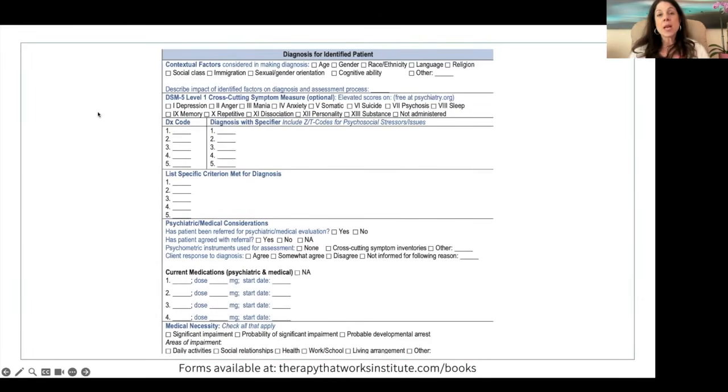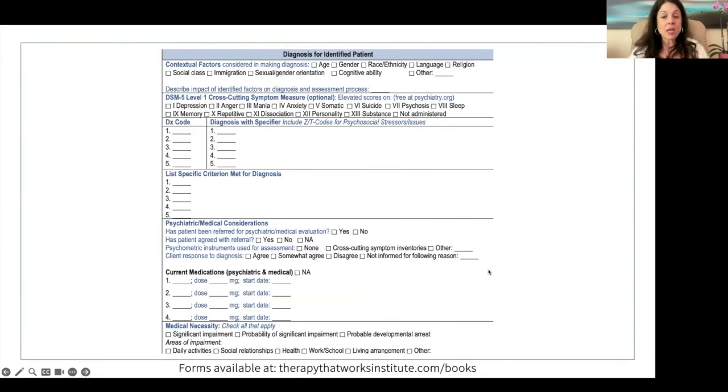And then it's a really good habit, especially in the first few years of learning how to diagnose, to list out the specific criteria. Open your DSM, look at the criteria required for the diagnosis. Which ones did this client meet? This is a great exercise when you're getting started. And then also list the psychiatric and medical considerations in terms of how you made the diagnosis and what medications they are on.